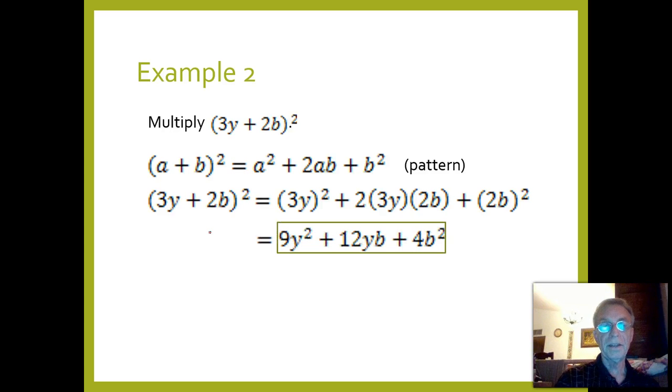When we simplify that, squaring 3y gives us 9y squared. Taking care of the middle term, 2 times 3 times 2 gives us 12, and then we have y times b. Then when we square the 2b, we get 4b squared.